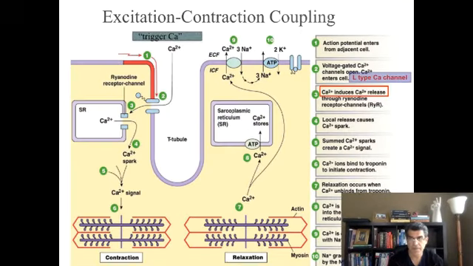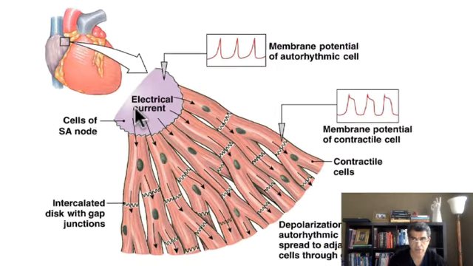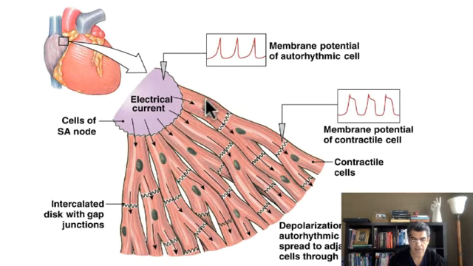And that is going to bring us now to excitation contraction coupling. When the action potential happens in the cardiac cell, how is this cardiac cell going to release calcium and cause contraction? The SA node created an action potential that got to the myocardial cells, and now the question is how these myocardial cells are going to release calcium.